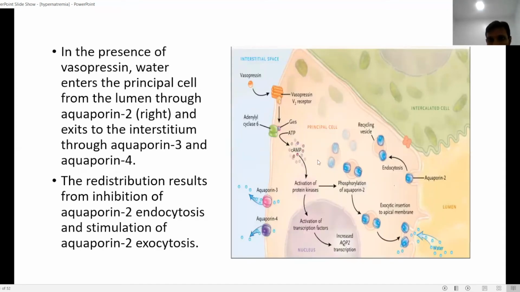In this diagram, you can see when there is abundance of vasopressin, it will act on vasopressin V2 receptors that will cause increased cyclic AMP, activation of protein kinase, and transcription factors are increased for aquaporin 2 channel transcription. And even the aquaporin 2 channels that are inside the vesicles, there will be exocytosis and inhibition of endocytosis and trafficking of these channels from the cell to the apical membrane or lumen. Via these channels, water comes across the tubular epithelium, and by aquaporin 3 and 4, this water comes out to the interstitial space.